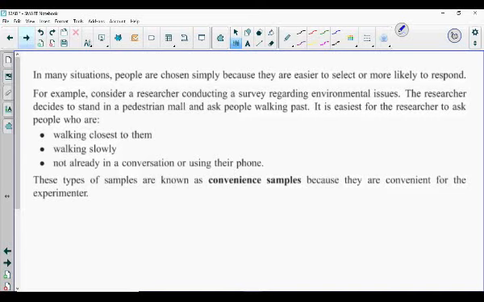Convenience sampling, this happens out there in the real world, but how often is something convenient also good, right? So this is going to have a lot of bias. Don't do a convenience sample.